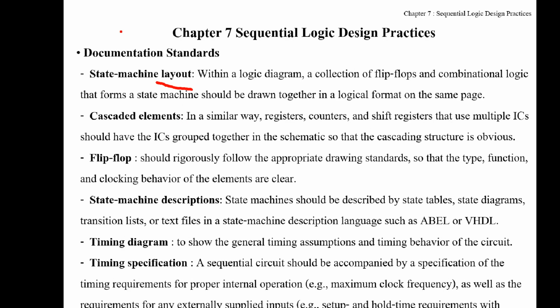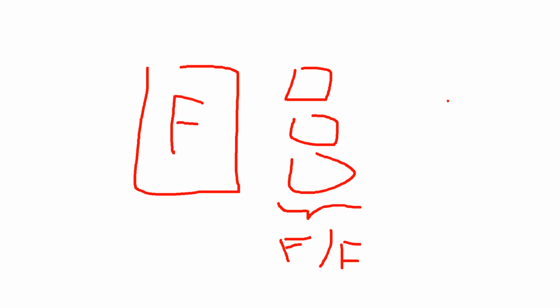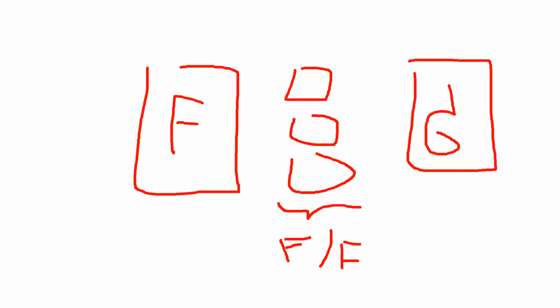with a logic diagram. The circuit should show the layout and follow the basic structure of the state machine: the flip-flop used for state memory, the next state logic F, and the output logic G.